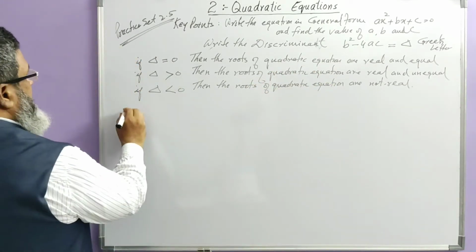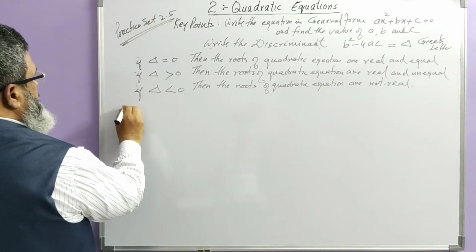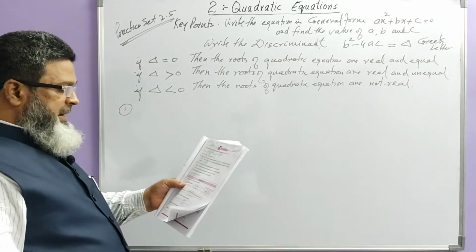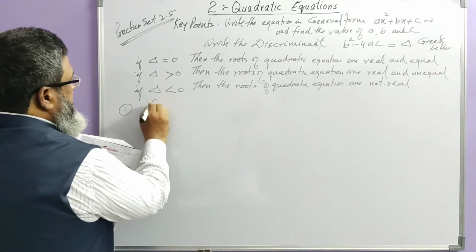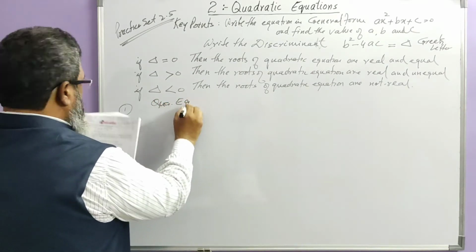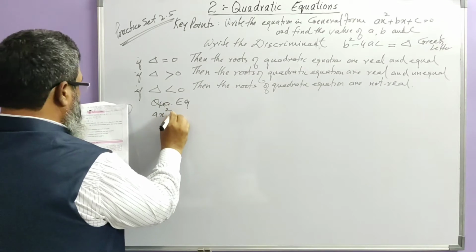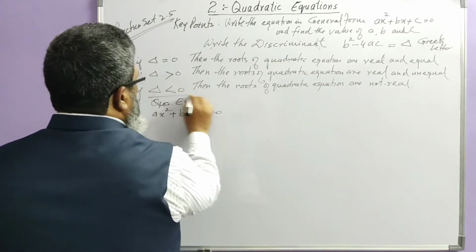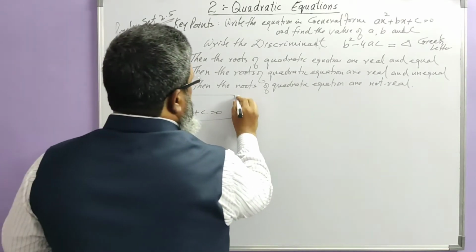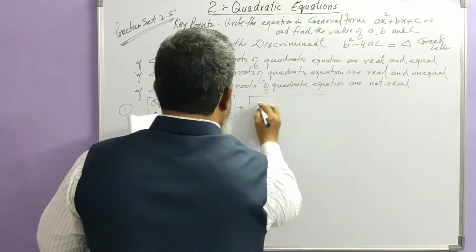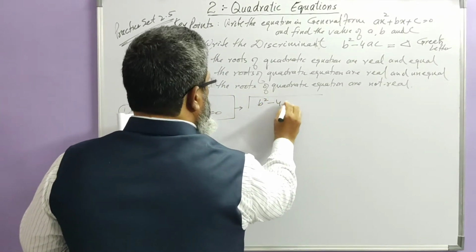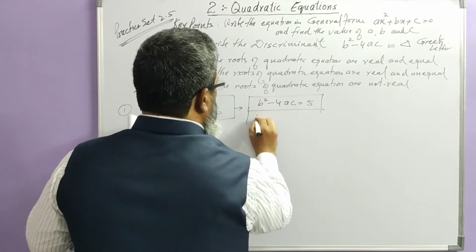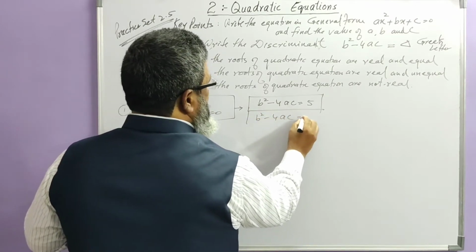Now solve exercise 2.5, question number 1. Here it is given, fill in the gaps and complete. The quadratic equation is given, ax square plus bx plus c is equal to 0, and this is in the box. Also, it is given, if b square minus 4ac is equal to 5 and b square minus 4ac is equal to minus 5.